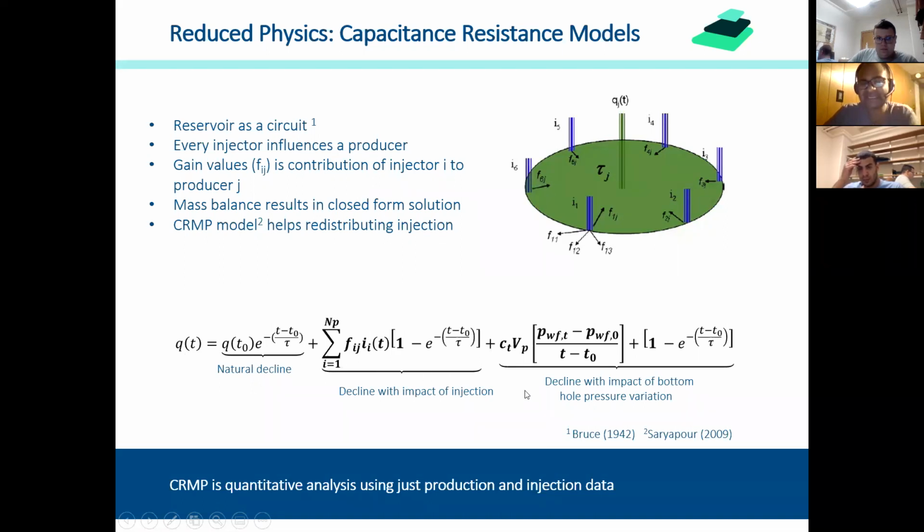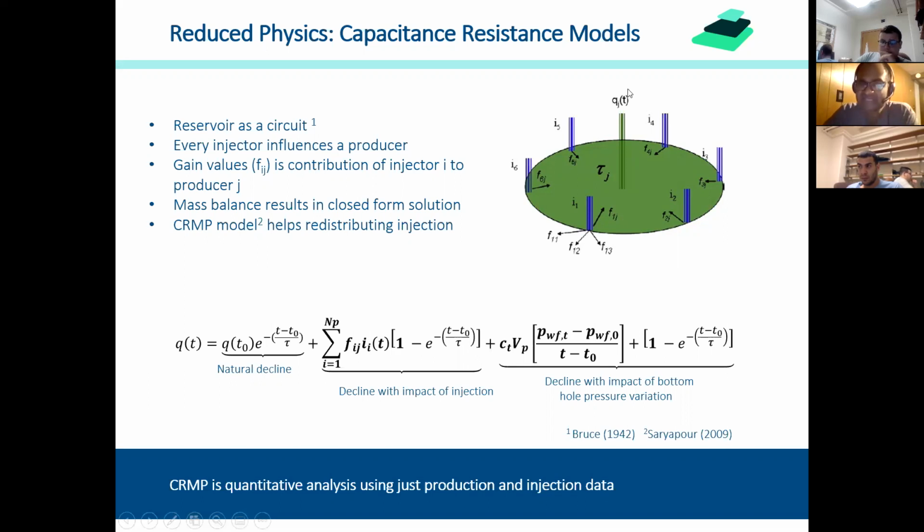The second is, what is the influence of my injection there, right? And hence you see the I into Fij term there, right? And then the third is essentially, what is the influence based on the change in bottom hole pressure. So PWF is really the bottom hole pressure in that respect. So as I said, in these reduced physics models, there is an underlying equation. You have a simplistic solution. In this case, that's what I've represented. And each of these terms here means something.